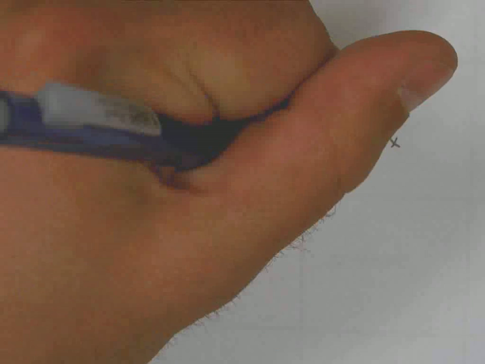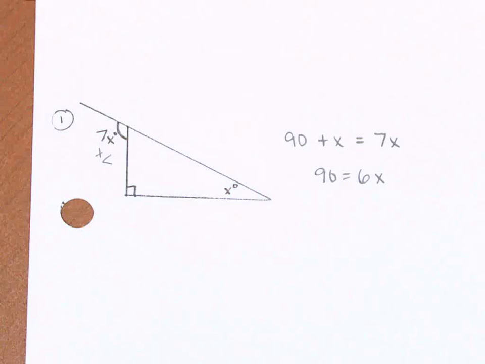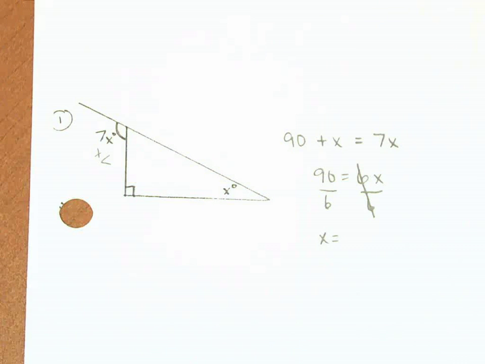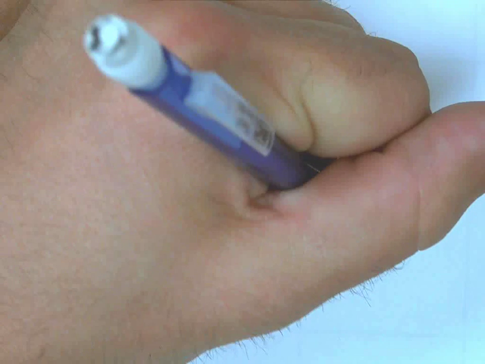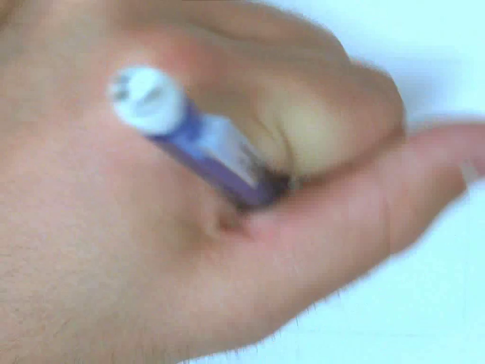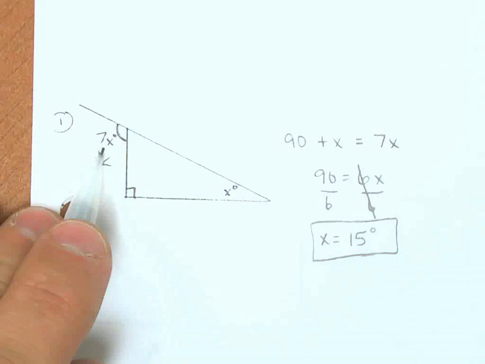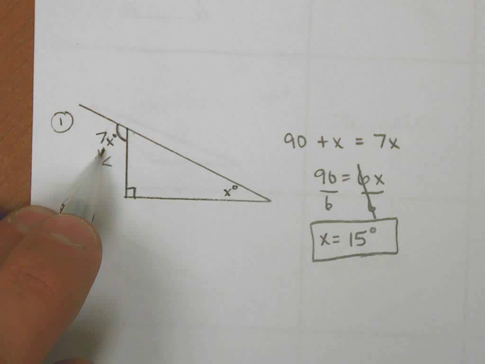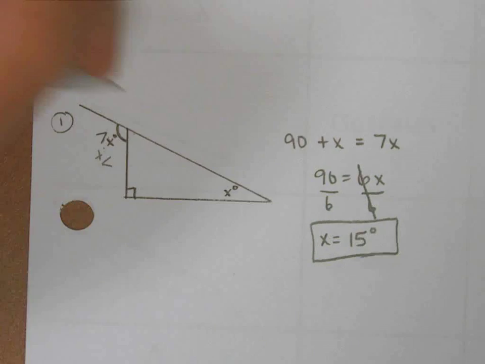So let's take the X and subtract it from both sides. 90 is equal to 6X. Let's divide the 6 out. So if I divide both sides by 6, that goes away. X was 90 divided by 6, which is 15. Or if I needed to know what this is, I could take 7 times 15, and I know that this angle here is 105 degrees.